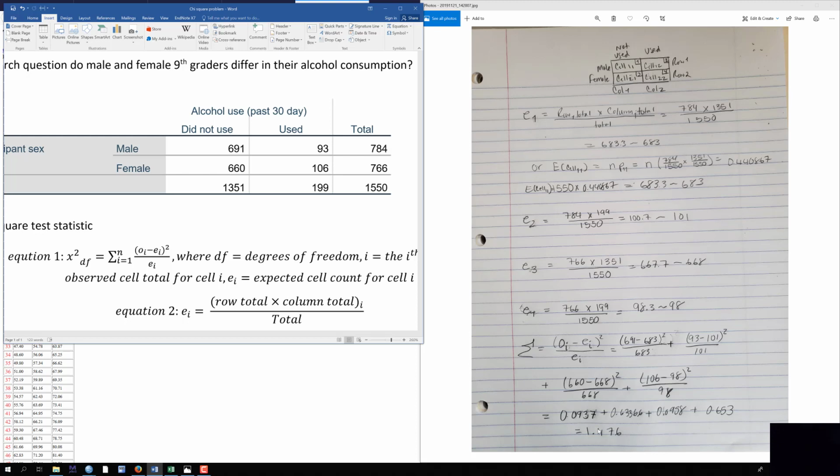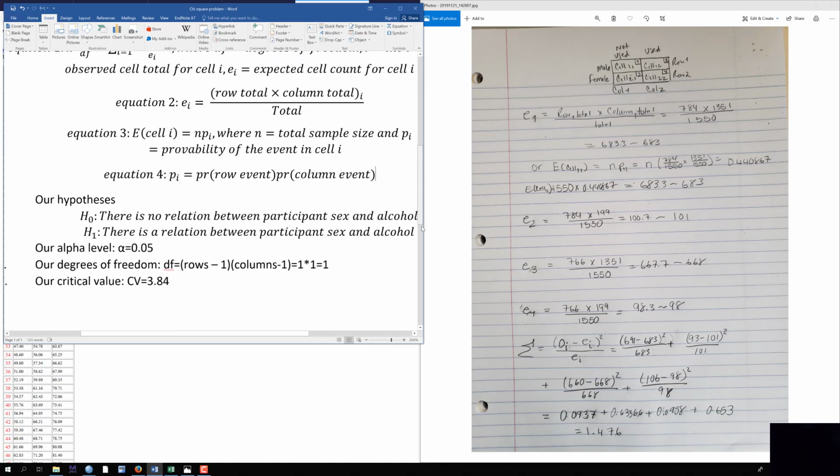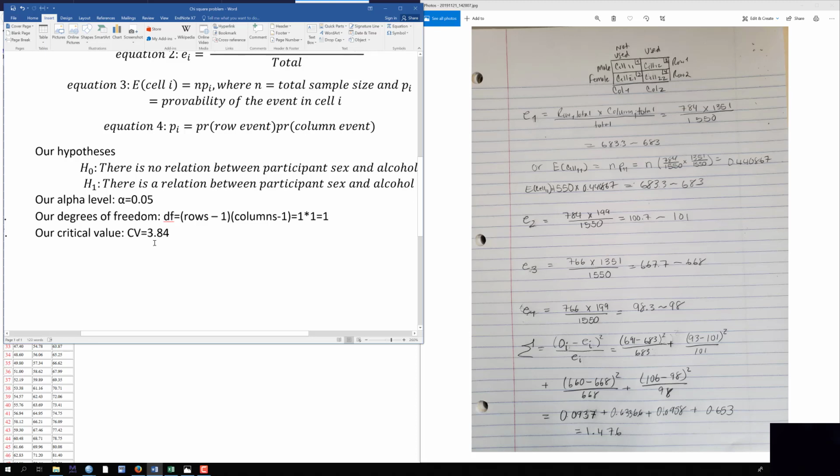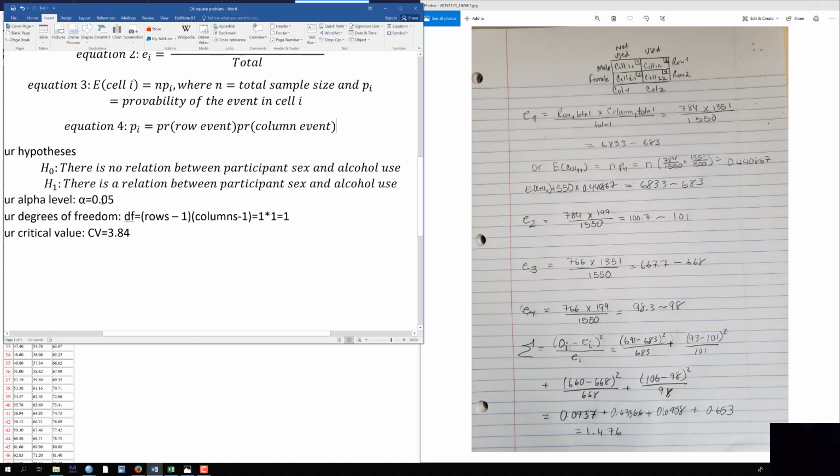Again, this would differ if I did it with one of the computer packages where I allowed for more digits after the decimal point. So I get 1.476. I would compare this to our critical value of 3.84 at alpha of 0.05, and because my value is smaller than the critical value, I would fail to reject the null hypothesis that there's no relation. So I have no evidence to say that there is a relation between participant sex and alcohol use in the past 30 days.